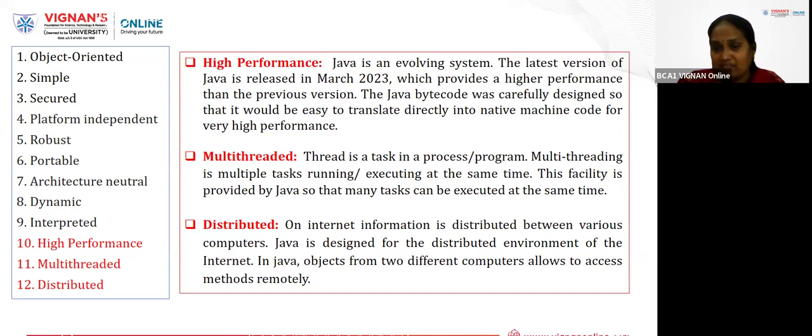And distributed. That is, all internet information is distributed between various computers. Java is designed for the distributed environment of the internet. That is, in Java, objects from 2 different computers are allowed to access methods remotely. Here we have one computer and we have another computer. This one has an object related to a program, and this one has an object related to a program. This object has method 1, and this object has method 2.